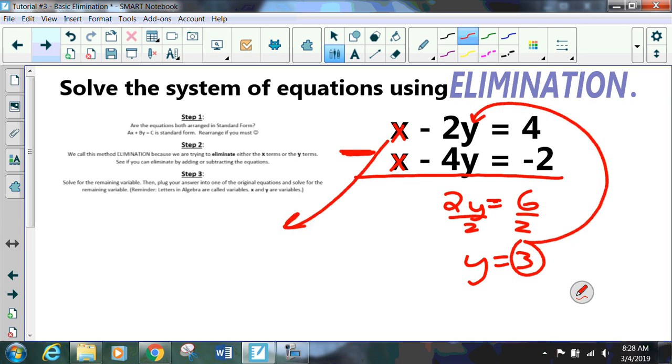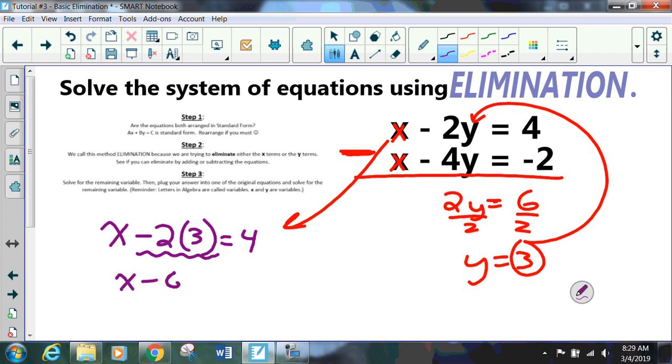let me change colors. I plug it into that first equation, or either equation. So I see a minus, I write a minus. I see a 2, I write a 2. I see a y, I'm going to plop in that 3. Now I'm going to do the math. Negative 2 times 3 is negative 6. So I'm going to rewrite it. Now I'm going to solve for x. I'm going to isolate x. I'm going to add 6 to both sides. So I get x equals 10. Put it together. That means that my answer is 10 comma 3.